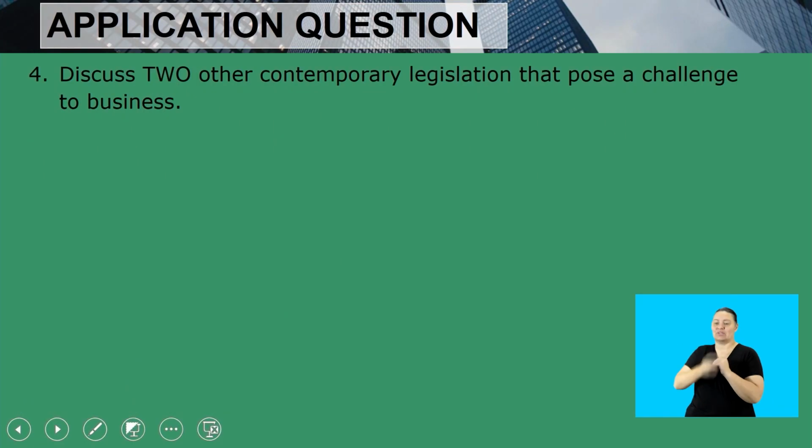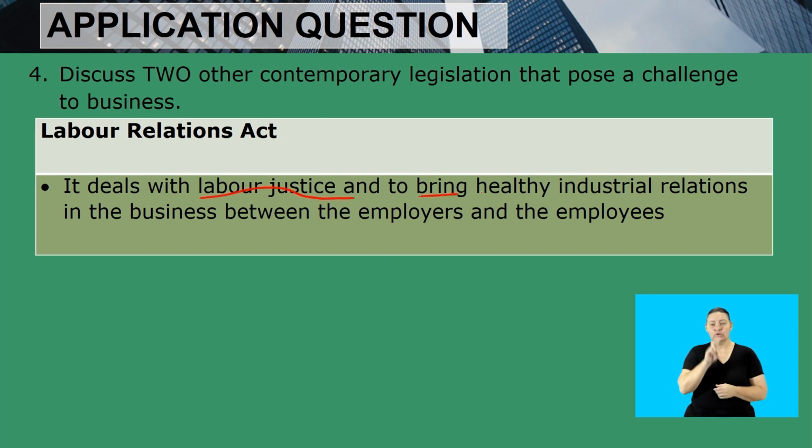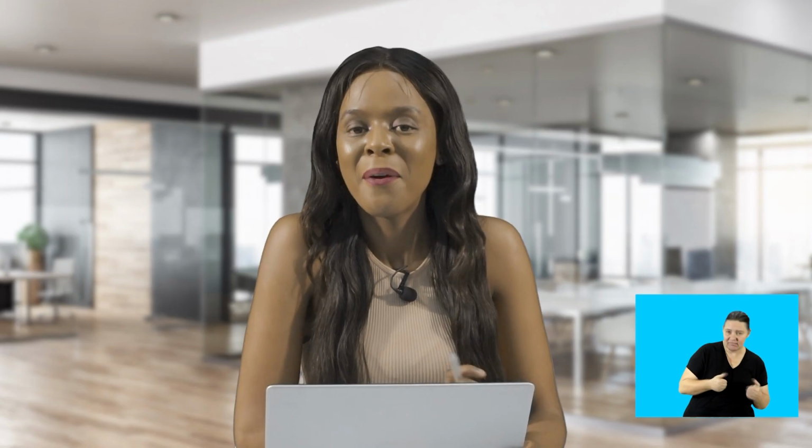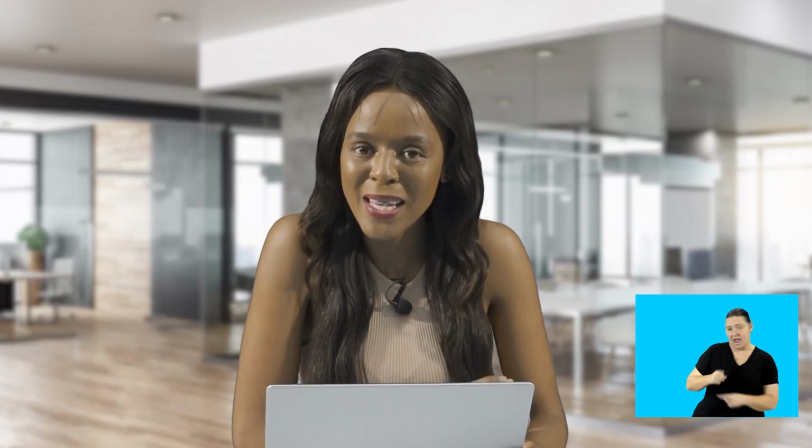Now, let's move on to the fourth question. Discuss 2 other contemporary legislation that pose a challenge to businesses. Labor Relations Act. It deals with labor justice and to bring healthy industrial relations in the business between the employers and employees. So basically what you need to understand, learners, is that when they established this act, they wanted to make sure that there is peace in the workplace.